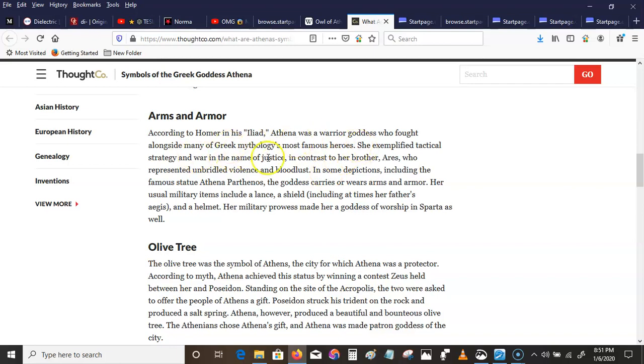She fought alongside many Greek heroes in mythology, exemplified tactical strategy and war in the name of justice, in contrast to her brother Ares or Mars, the god of generation. One of the things that big letter G stands for, who represented unbridled violence and bloodlust. In some depictions, including the Parthenos, she carries or wears arms and armor, a lance, a shield, and a helmet. Worshipped in Sparta. The olive tree.